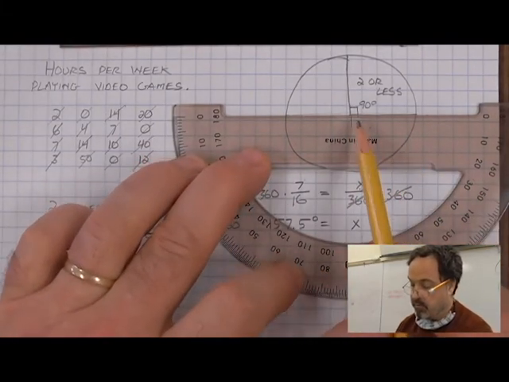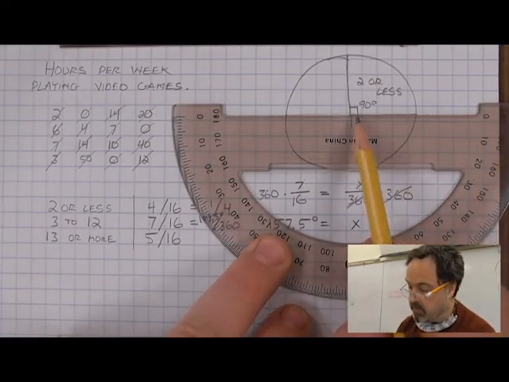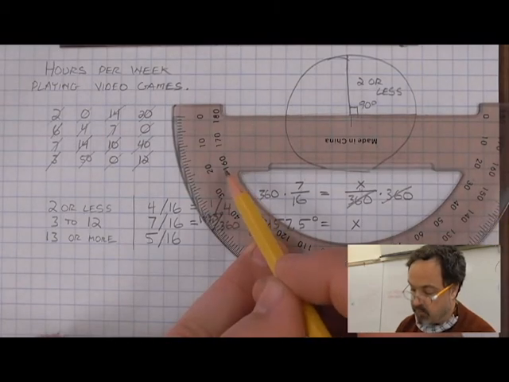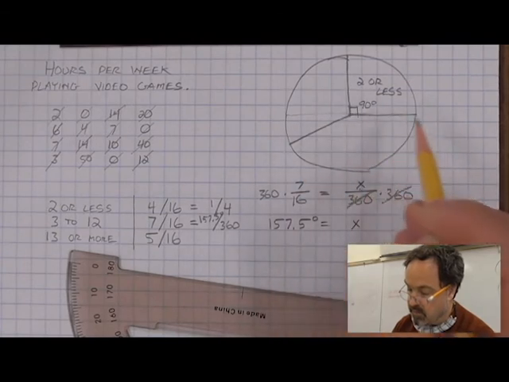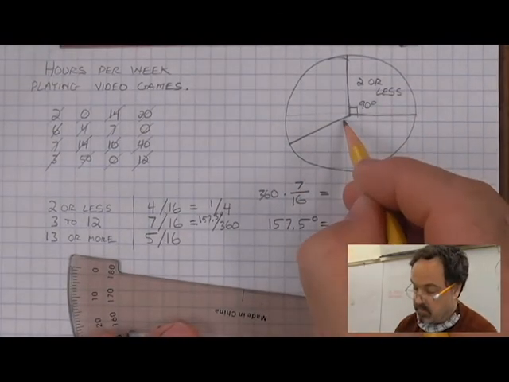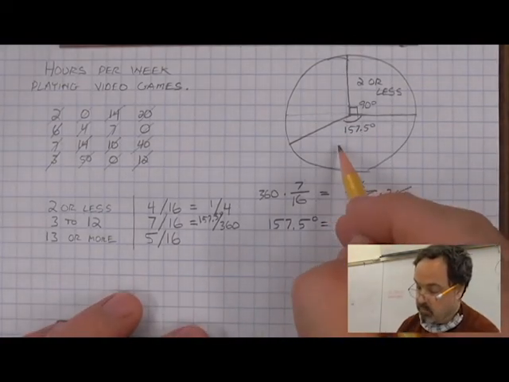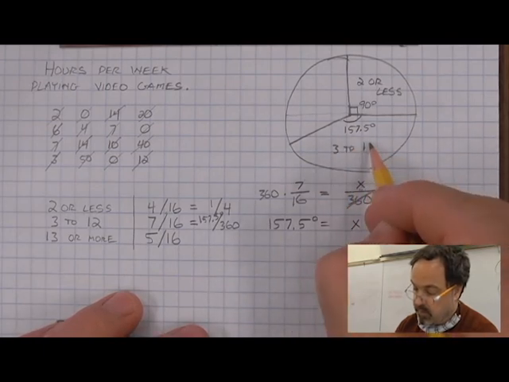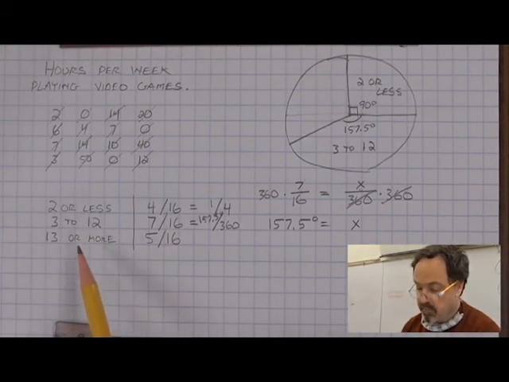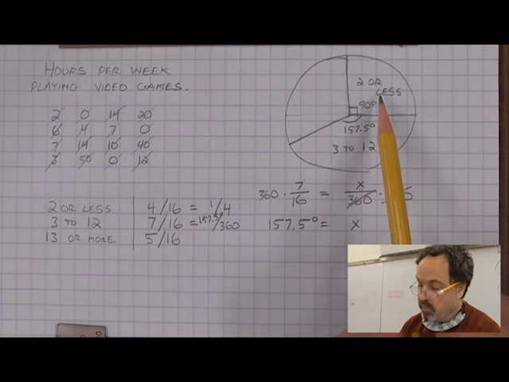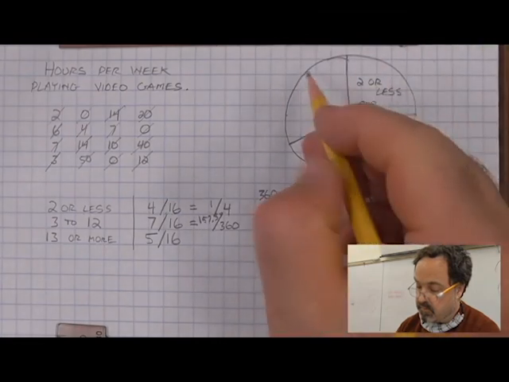So I've got a protractor, and I'm going to try to find the angle that is approximately 157.5 degrees. I'm reading 0 off of this line, and I swing out to about here. I can't draw the line through the plastic, but I visualized it and saw that it lies about there. This angle is precisely 157.5 degrees, and we're going to label this sector the category 3 to 12 hours of video games played per week. Now, because we only have 3 categories, and I've already found 2 of them, then the third category, 13 or more, must be the rest of this circle.